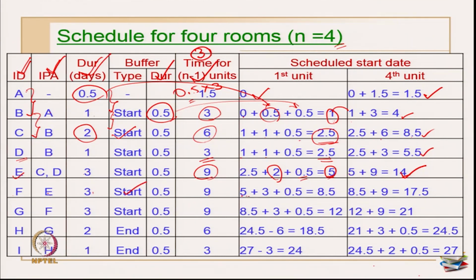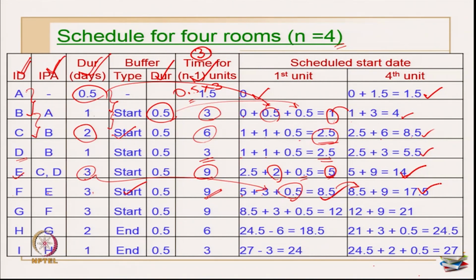So this is now 5 plus duration of E, which is 3 here. So this 3 is coming here. Buffer between E and F is 0.5, and this becomes 8.5. Okay. Now the scheduled start date of the 4th unit is 8.5 plus 9, the days it takes for n minus 1 units. So this becomes 17.5.